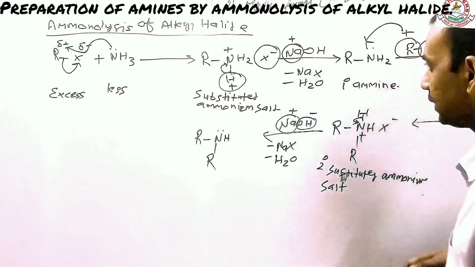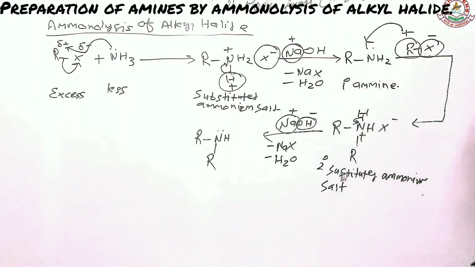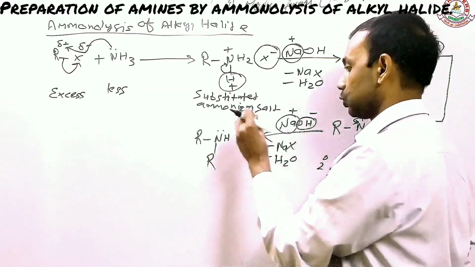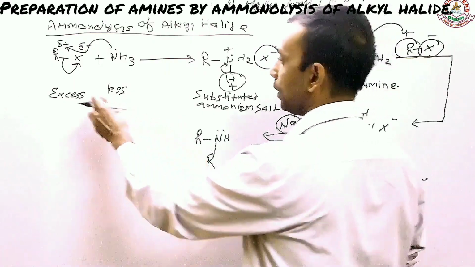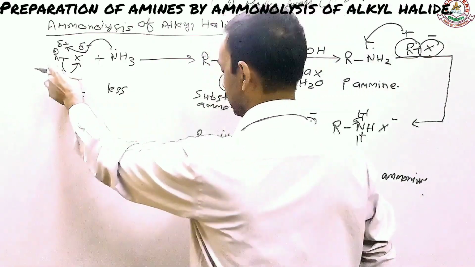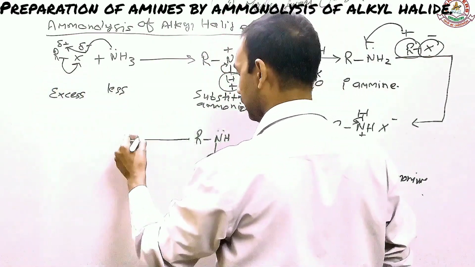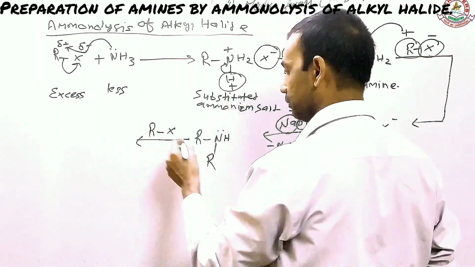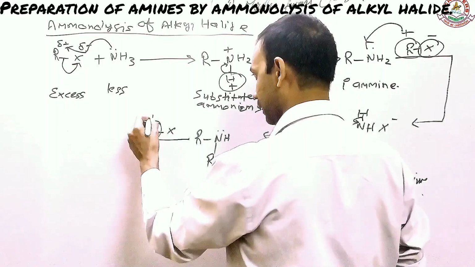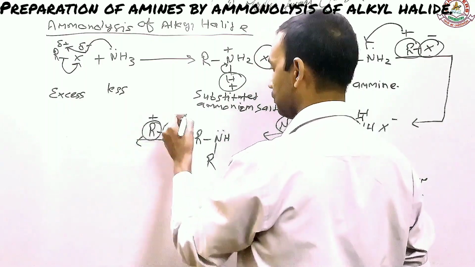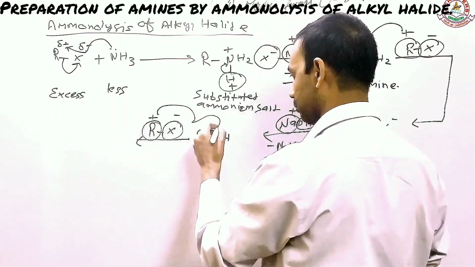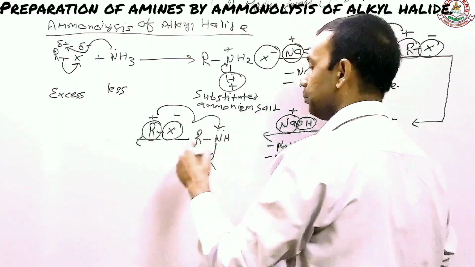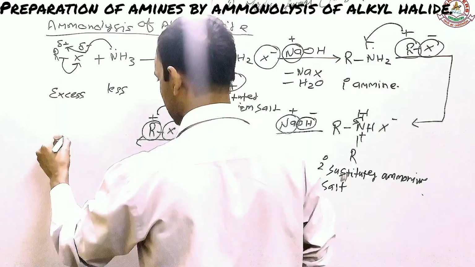Now the question is, if you have a 2 degree amine here, will the reaction stop here, or will it continue further? I would say this will continue. Why? Because you have excess alkyl halide here. So what will happen? This will again react with alkyl halide. So this R will again form a positive charge, and this will form a negative charge. R will attach itself to the nitrogen, and this way you will be able to form a tertiary substituted salt.